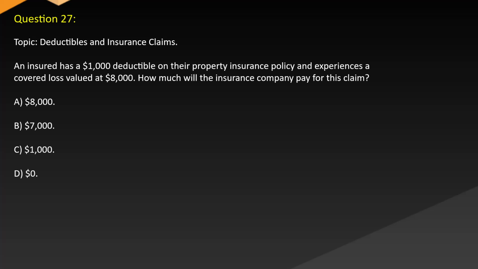An insured has a $1,000 deductible on their property insurance policy and experiences a covered loss valued at $8,000. How much will the insurance company pay for this claim? A. $8,000. B. $7,000. C. $1,000. D. $0.